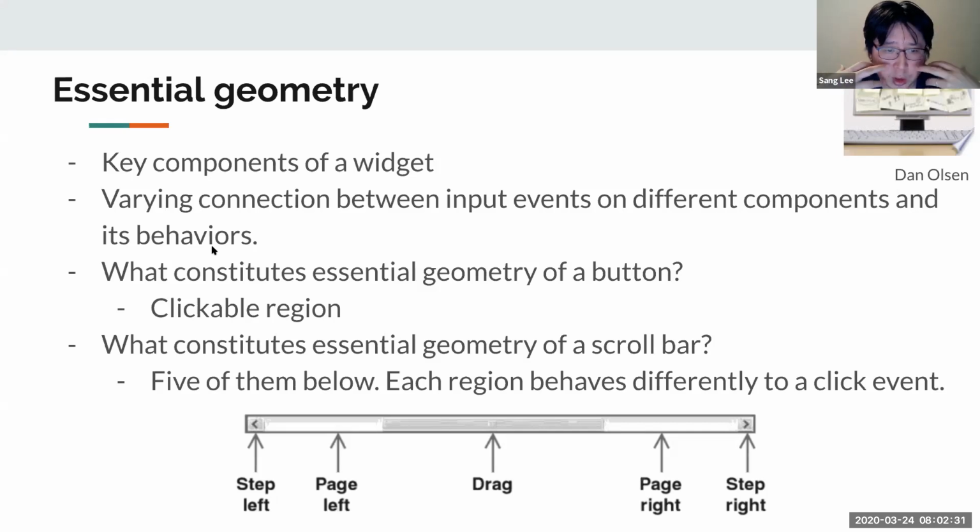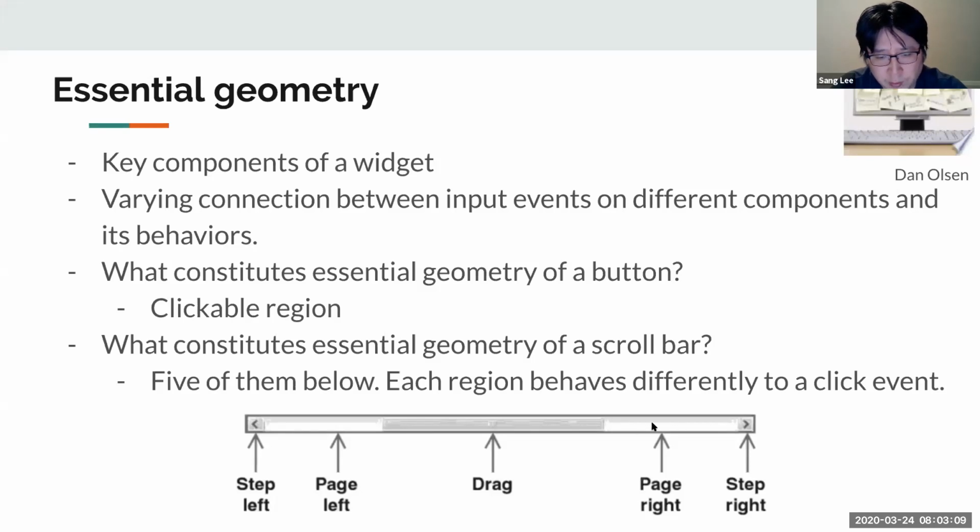So let's say, what is the essential geometry of a button? Basically, a clickable region, right? The whole button itself is the essential geometry. But a scroll bar, for example, is going to have 5 different regions that act differently. This is one thing, like this button, and when the user clicks this part, it's going to act differently. When the user drags and drops this thing in the middle, it's going to behave differently, and so forth.